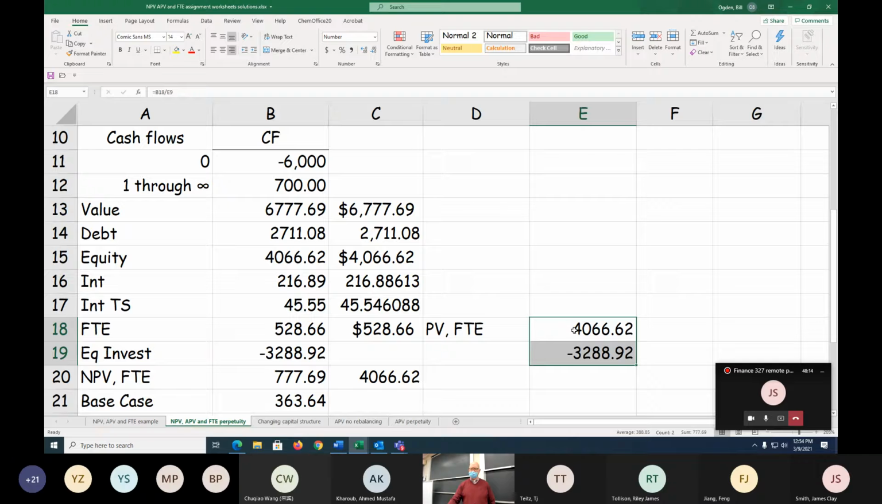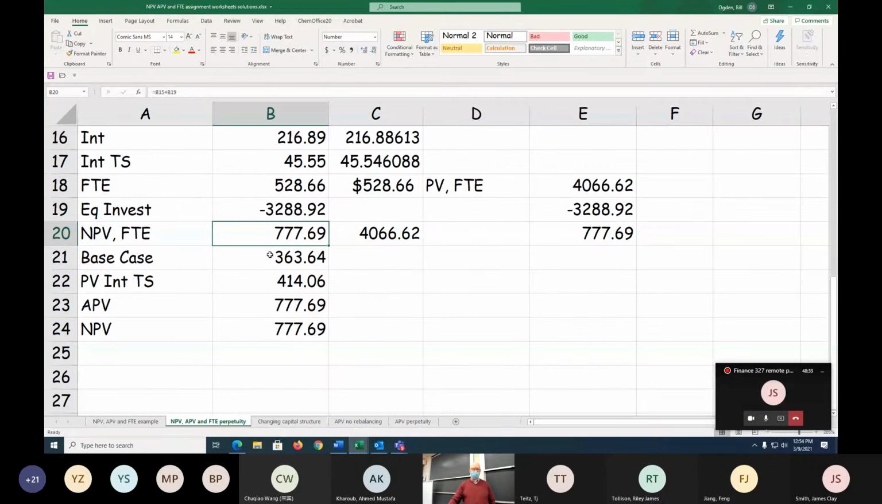This is the market value. This is basically the book value. The difference, what does the shareholder gain from this? Just do an auto sum. And there it is. That's my 77769.